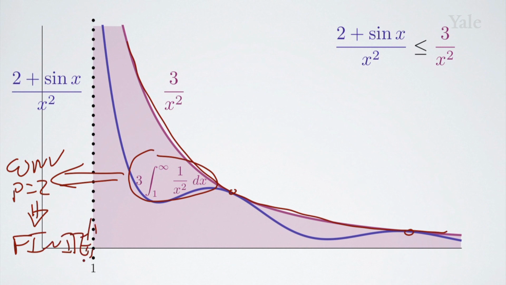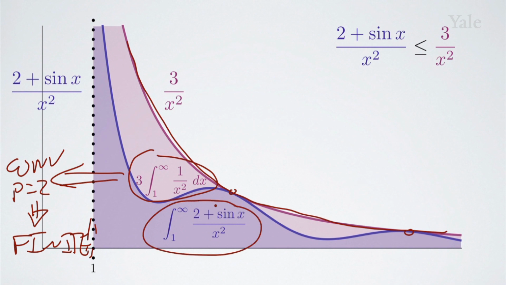Well, let's think about the area underneath the 2 plus sine x over x squared function. It can be characterized by the improper integral that you see in front of you. And in fact, at least visually, it's pretty obvious, right? The area underneath the blue curve has to be less than or equal to the area underneath the red curve. And so we can write that down mathematically with our improper integral notation.